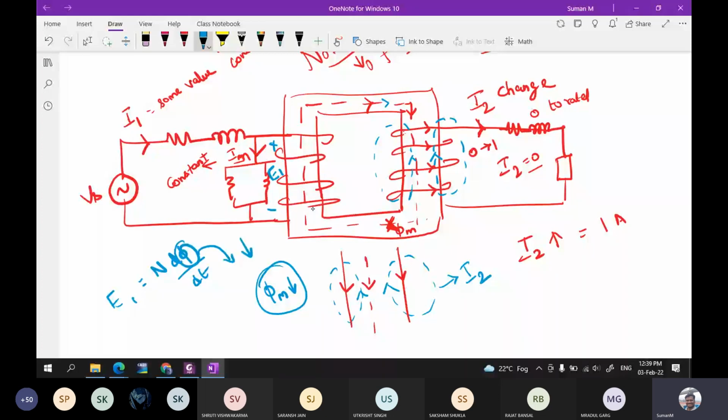When compared to the previous case, this phi is decreased. If this phi is decreased, then the EMF induced will also be decreased. If the EMF induced is also decreased, then here the current flowing through this path is given by Vs minus E1 divided by Z.